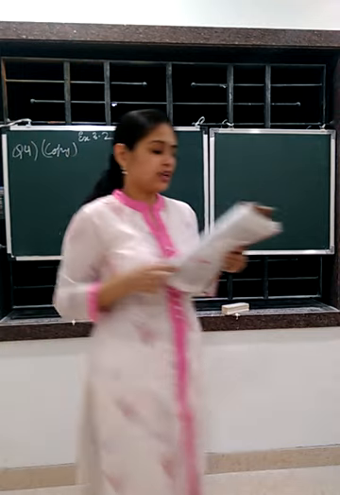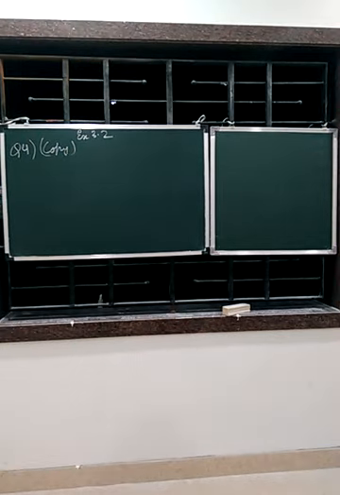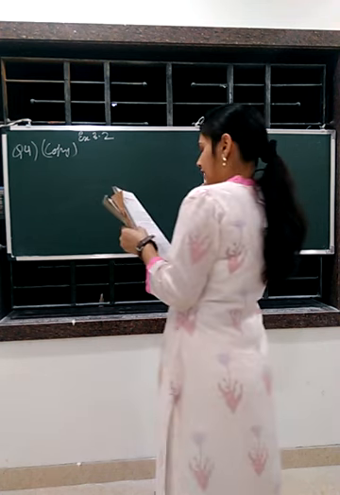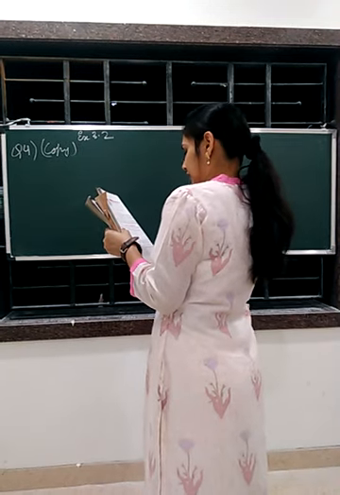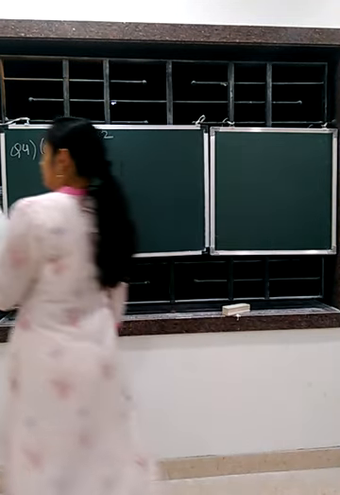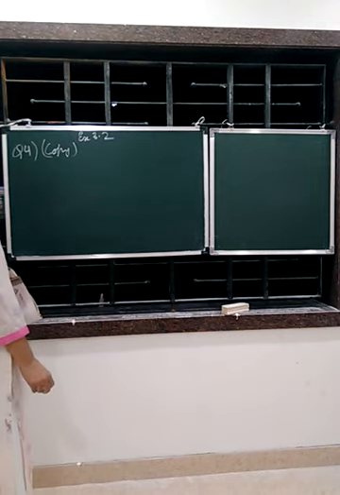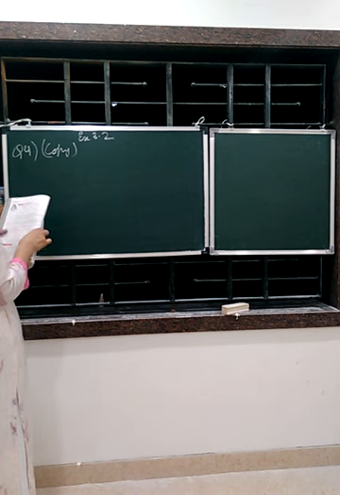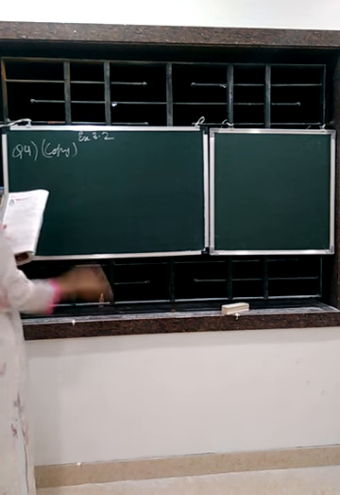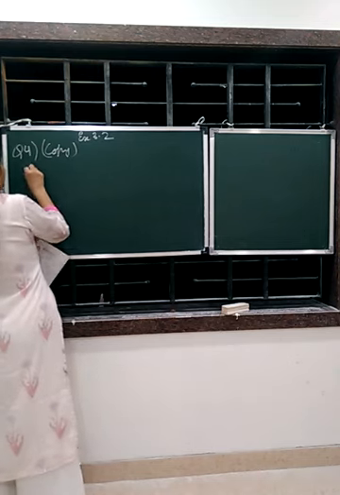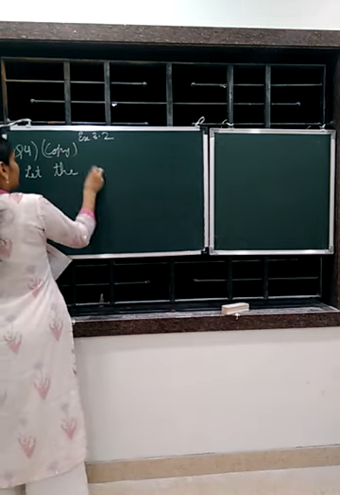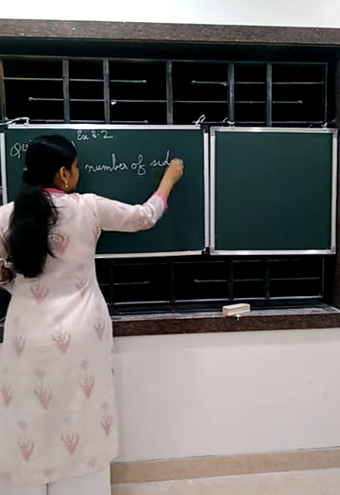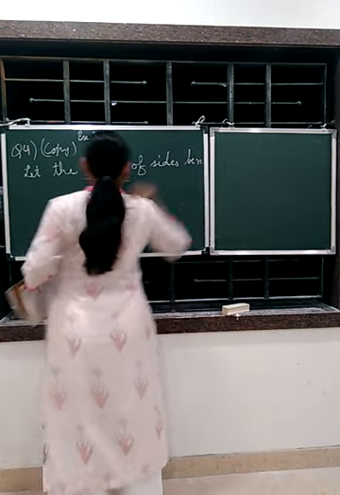Question number 4 says, how many sides does a regular polygon have if each of its interior angles is 165 degrees? Okay, so let us write. We have to find the number of sides. So we will write, let the number of sides be n.